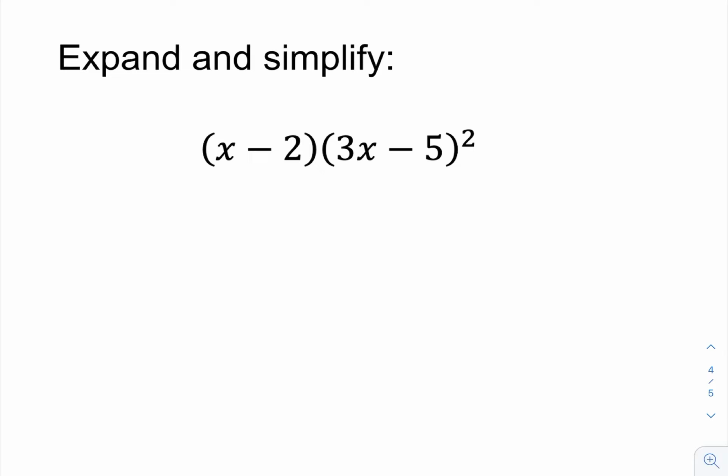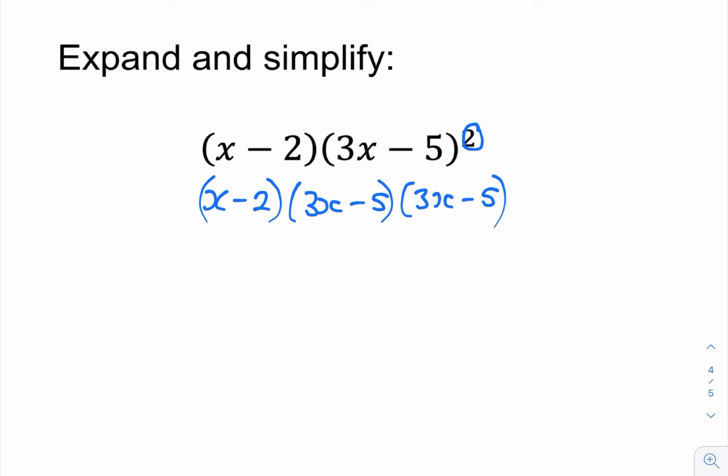For this next one, you might be looking at it thinking that it doesn't look like a set of triple brackets, but that's because it's not been written in expanded form due to the presence of that squared there. So first of all, we need to write it in its expanded form, which is that if it's squared, then that's telling us to write it like this, with 3x subtract 5 multiplied by itself. So now we've got it into that form, we can do exactly what we've been doing before.